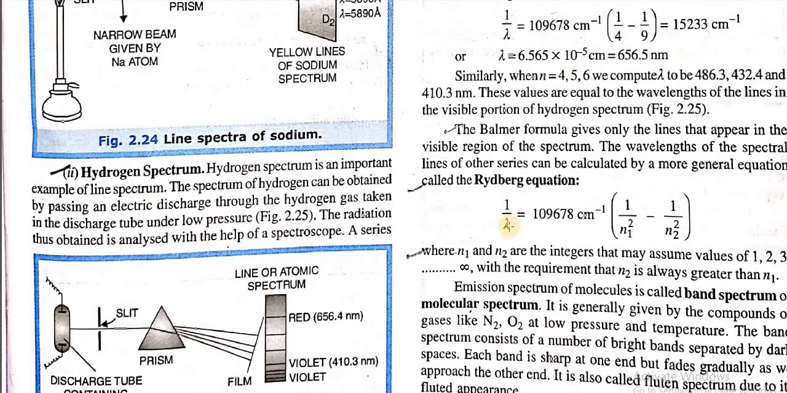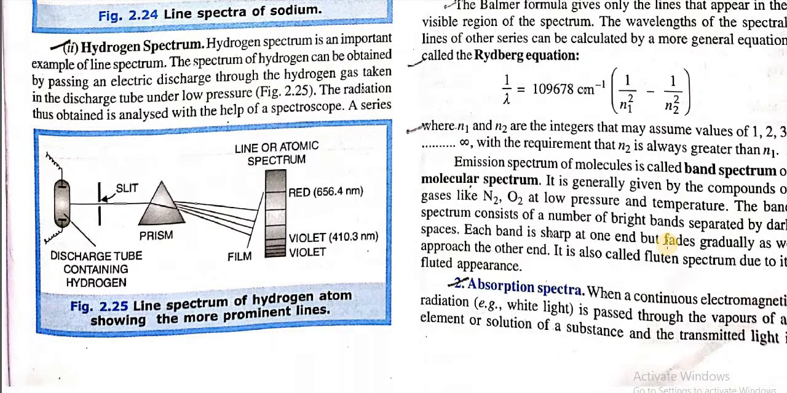Now over here, lambda is the wavelength, R is the Rydberg constant, and n1 and n2 are integers that may assume values from 1 to 3 up to infinity, with the requirement that the n2 value is always greater than n1. Say for example, if n1 is 1, then the value of n2 will be 2, 3, 4 and so on, and not less than that.